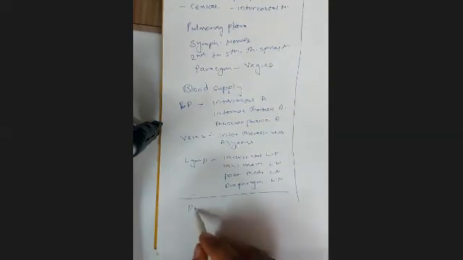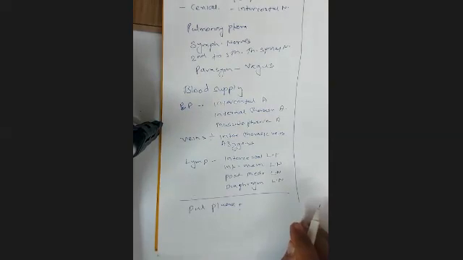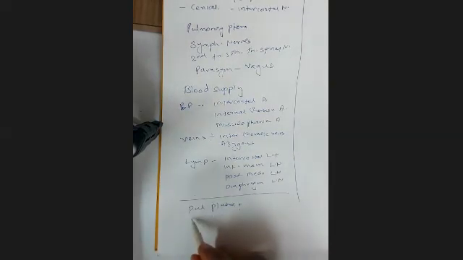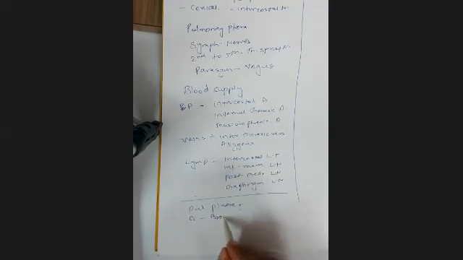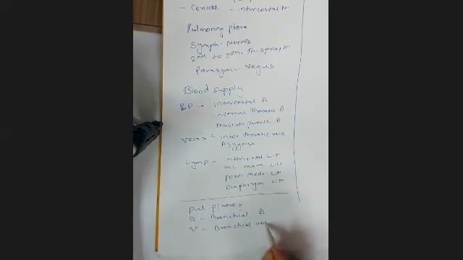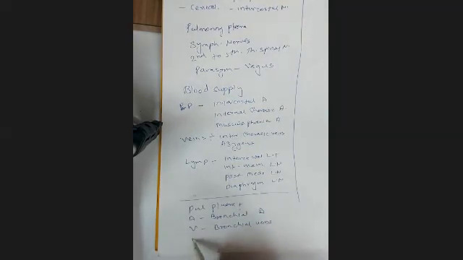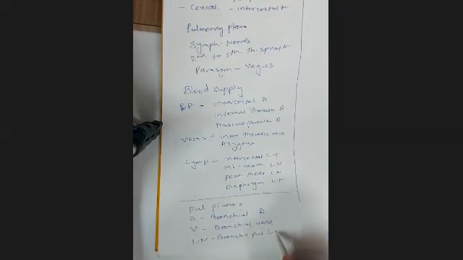As regards the pulmonary pleura, it is supplied by bronchial arteries. Now this can come as an MCQ. It is supplied by bronchial arteries, and its venous drainage is by bronchial veins. And the lymphatic drainage is into the bronchopulmonary lymph nodes.